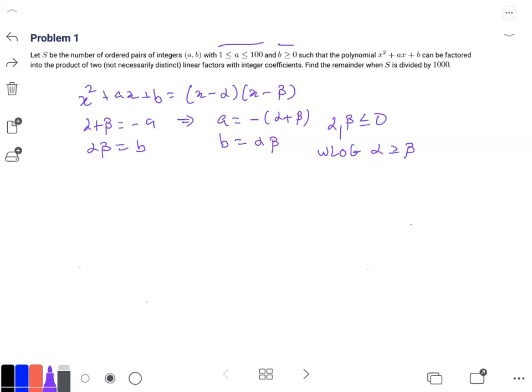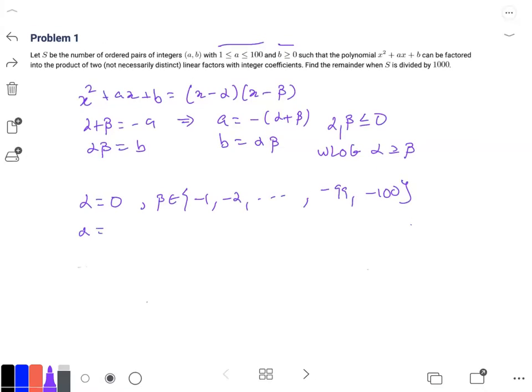We discussed that alpha and beta must be less than or equal to 0. So let's first start if alpha is equal to 0. Then what can beta equal? Beta can't be 0 because that means A is equal to 0. So beta can be -1, which means A is equal to 1, -2, all the way until -99, and then -100. That's when A is equal to 100. And then this will produce a unique factorization for our quadratic polynomial.